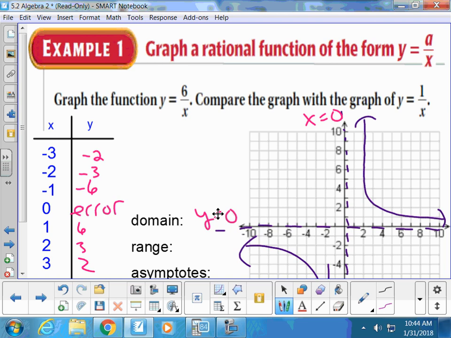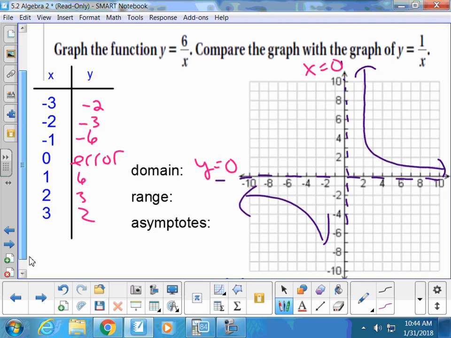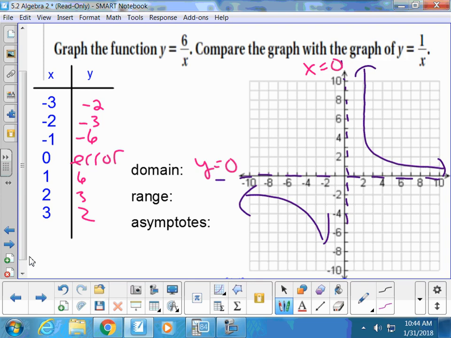All right, and what do you guys think for domain and range then? All reals except 0 for both. So I'll just go ahead and write that up here. All reals except 0 for both domain and range. And then the asymptotes are the little guys you see in pink over by the graph. Okay?